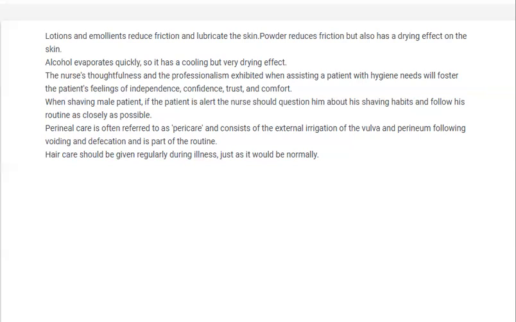Perineal care is often referred to as pericare and consists of the external irrigation of the vulva and perineum following voiding and defecation and is part of the routine. Hair care should be given regularly during illness, just as it would be normally.